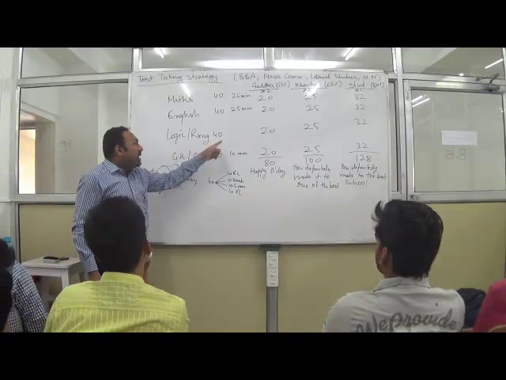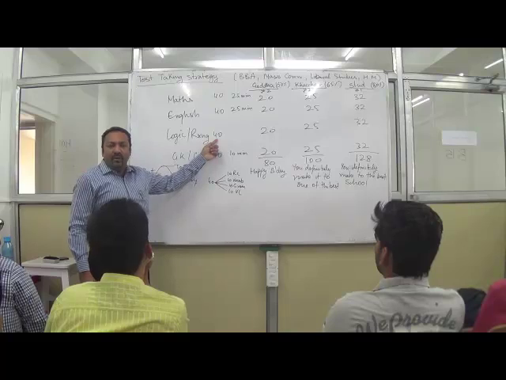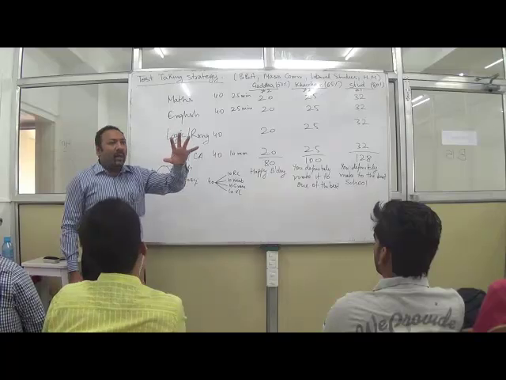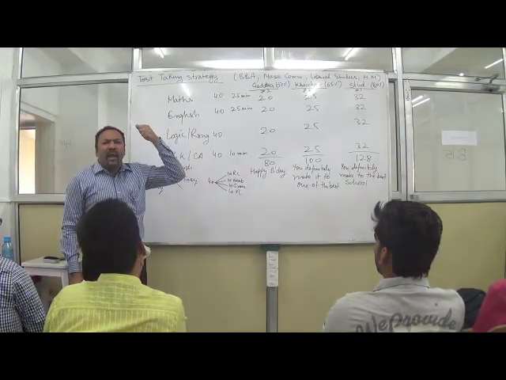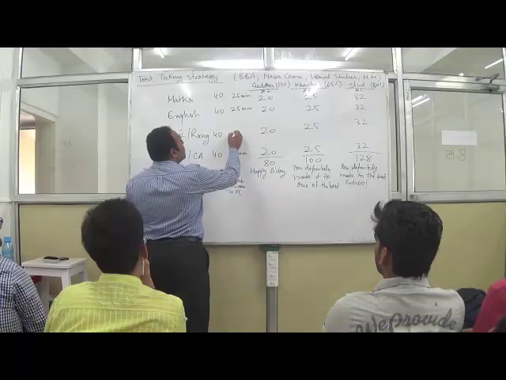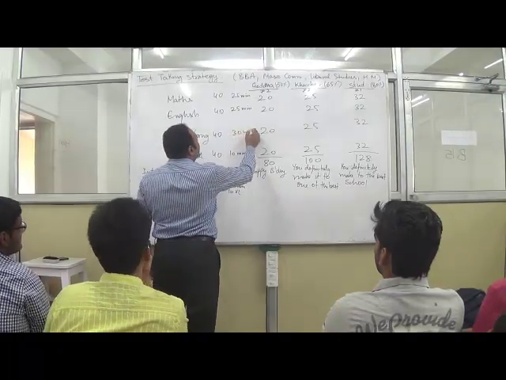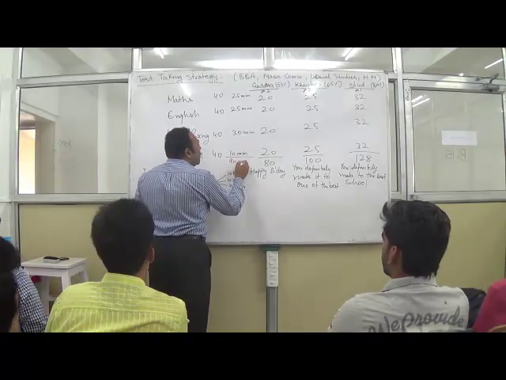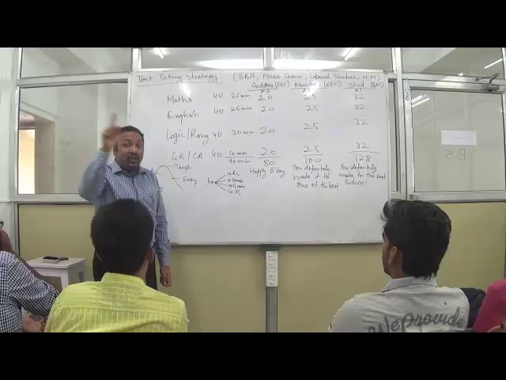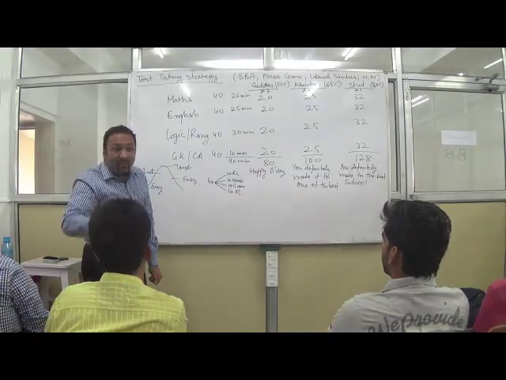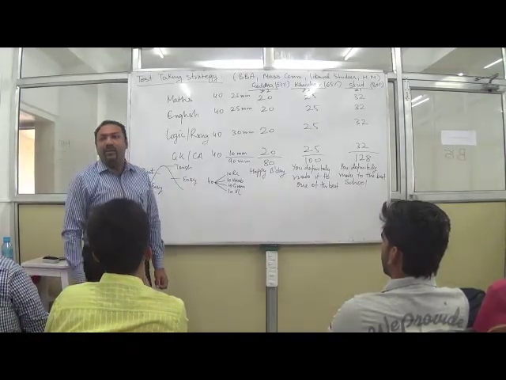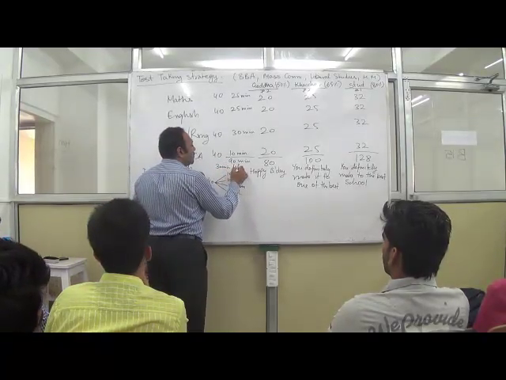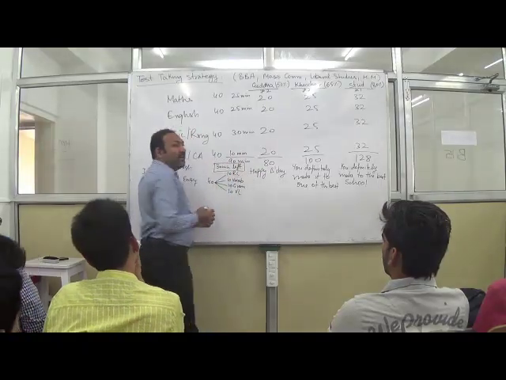Comes reasoning. 8 sections, 5 questions each, 8 sets, 8 times 5 are 40 questions. Whatever maximum time you want, I don't think you should be consuming more than 30 minutes. So within a span of 90 minutes, you are through with the first round of the paper. Still you are left with 30 minutes. What do I do with these 30 minutes?